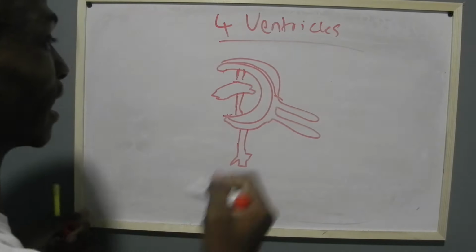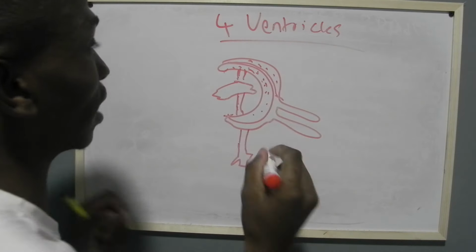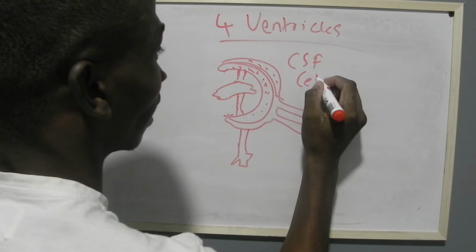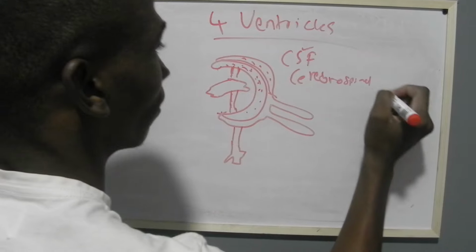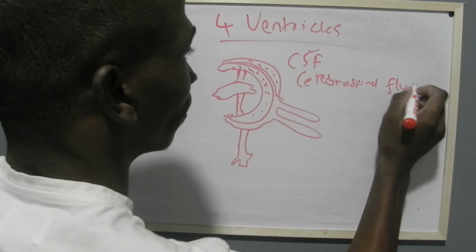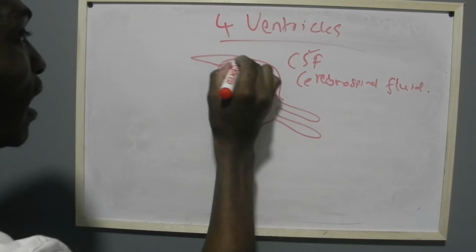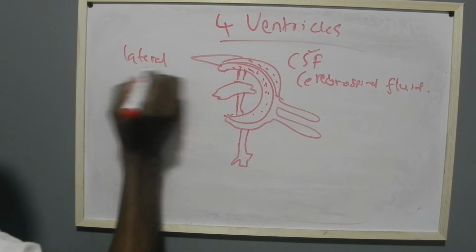They contain something that is called CSF, which is cerebrospinal fluid. And then here, if you look at this side and this side, this is the lateral ventricle.